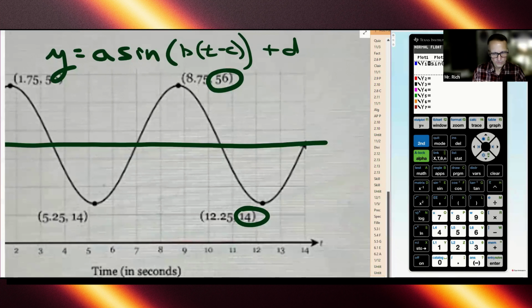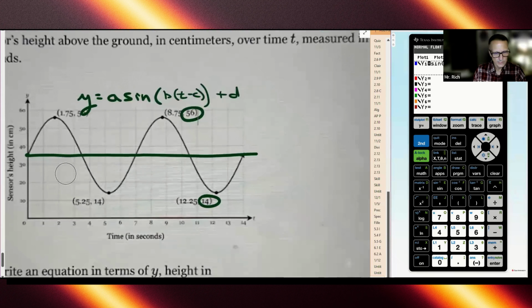The a is your amplitude. Our amplitude here is the distance from the midline to the highest value. You can take 56 minus 35, but I want to show you another way to find midlines if you need to find them quickly and don't have the graphical picture there to jog your mind as to how you're doing the subtraction. If you take the highest and lowest values, add them and divide by 2, that's the midline. The amplitude, the distance from the midline to the top, is you subtract the max and min and divide by 2. So 56 minus 14 would be 42.